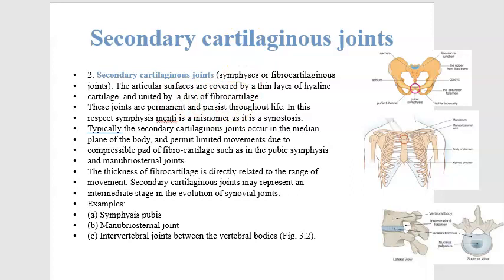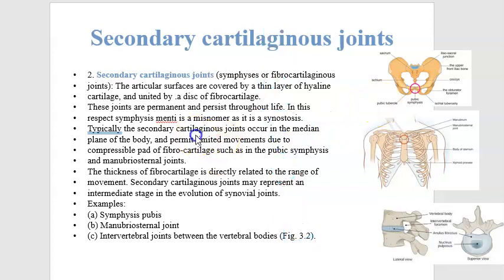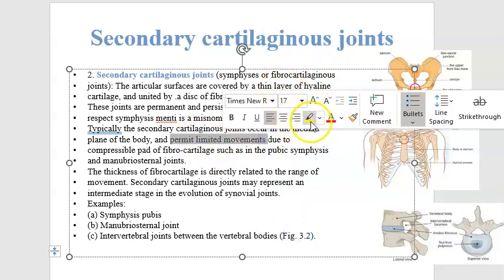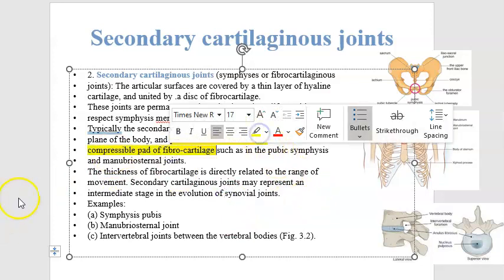So it is something like this. I'm writing bone on both sides. A thin layer of hyaline cartilage, which are actually united by fibrocartilage. So the fevicol here, what I want to say, is fibrocartilage. This will allow compression. So it will permit limited movement. Though the word fibrocartilage is there, remember it permits limited movement because of the compressible part of fibrocartilage.